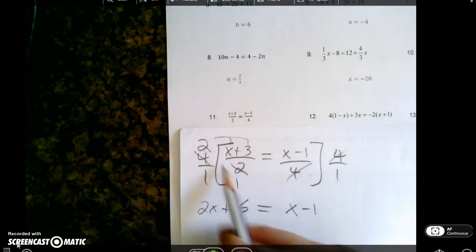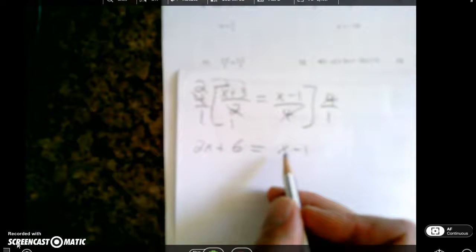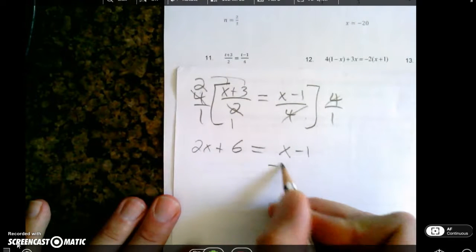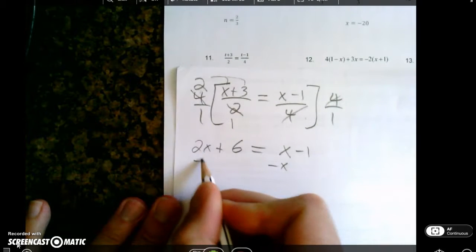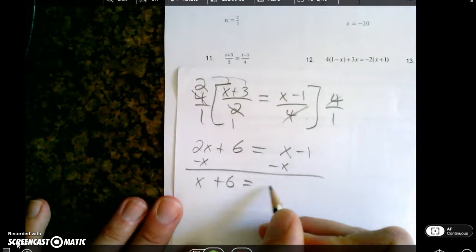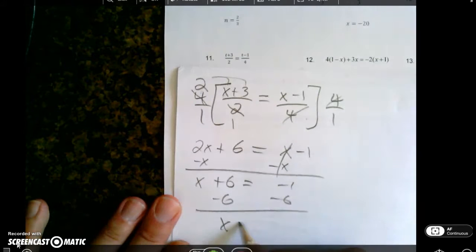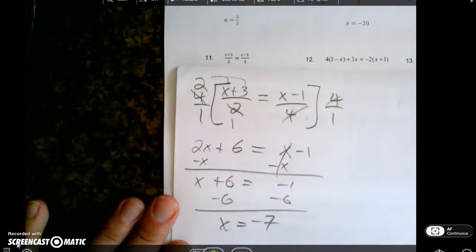Okay, here we go with variables on both sides again. So now I got 2 x's on the left, 1 x on the right. I'm going to get rid of the smaller quantity here. So 2x minus x is x plus 6 equals negative 1. Subtract 6 and you get x equals negative 7. Pretty straightforward. Okay, let's do a little bit longer problem.